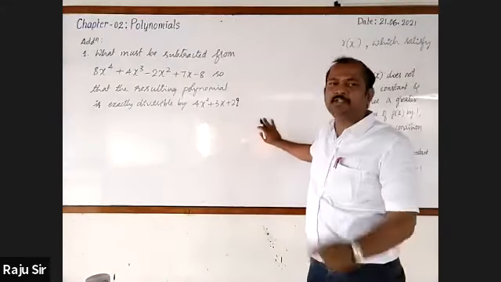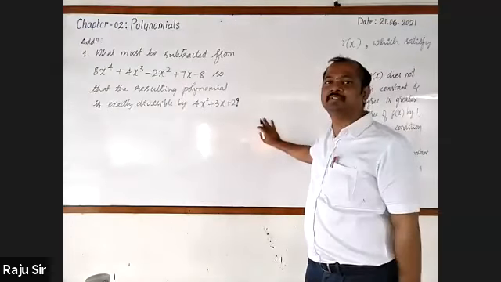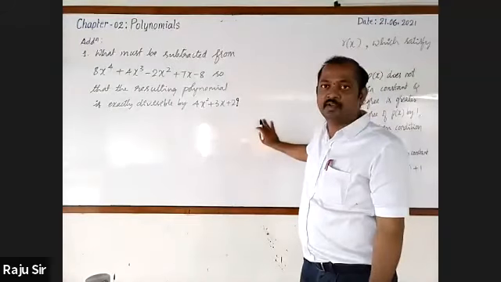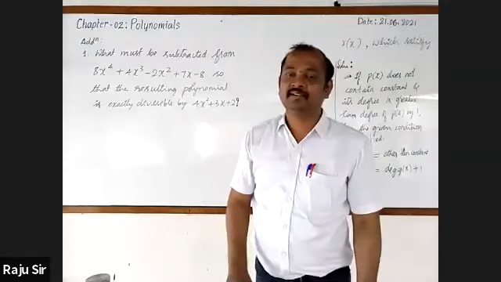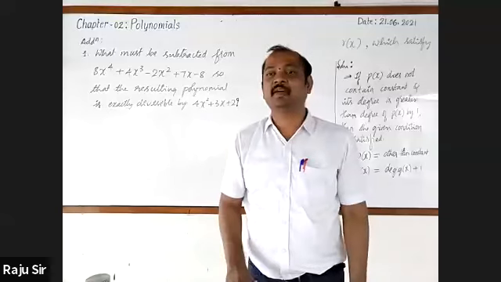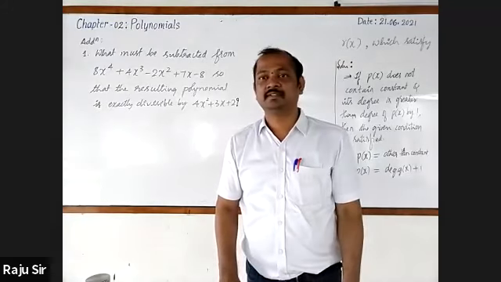Observe. It is very simple. Yes, sir. We should divide 8x to the power 4 plus 4x cube minus 2x square plus 7x minus 8 by 4x square plus 3x plus 2. The remainder is the answer, sir.